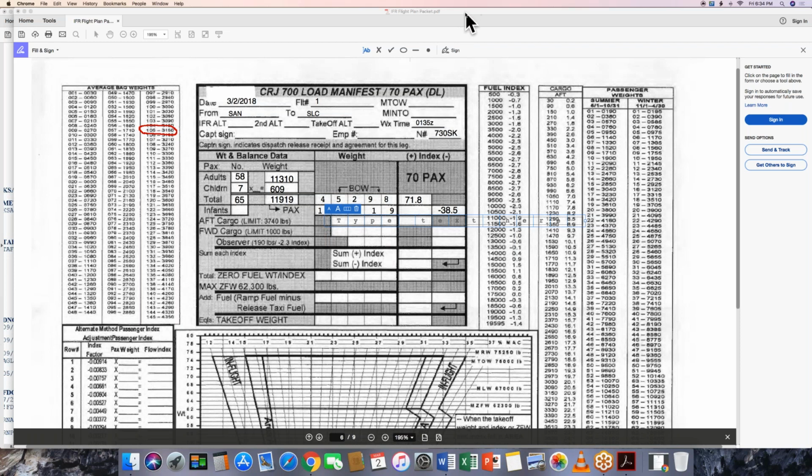So 2150. The important thing is getting the numbers right and making sure you're in CG, right? Doesn't matter where we fall in the chart necessarily. What matters is that we fall inside our chart. And we'll throw 1,000 pounds in the forward cargo. Okay.